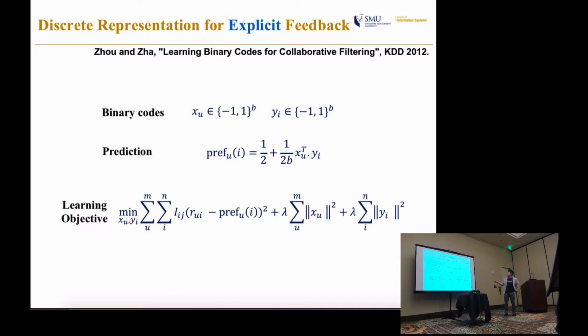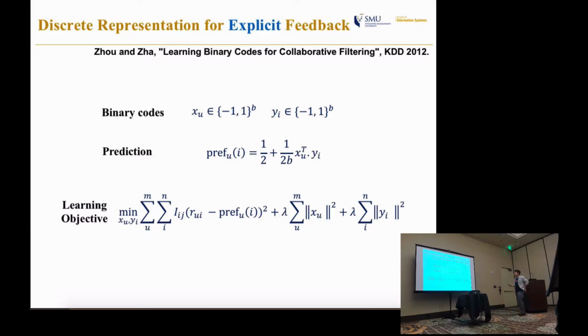Now the prediction can then be measured in terms of the following function, which is a transformation of the Hamming distance, just to normalize it to between 0 and 1. So effectively, this particular function can be evaluated to 0 when xu and yi are completely different, and it's going to evaluate to 1 when xu and yi are completely the same.